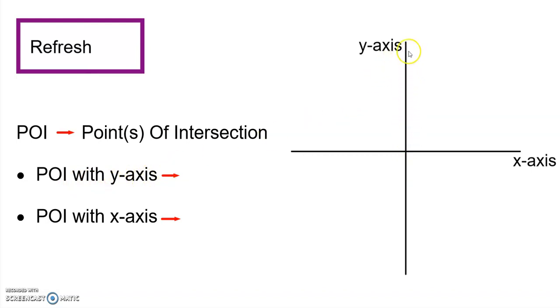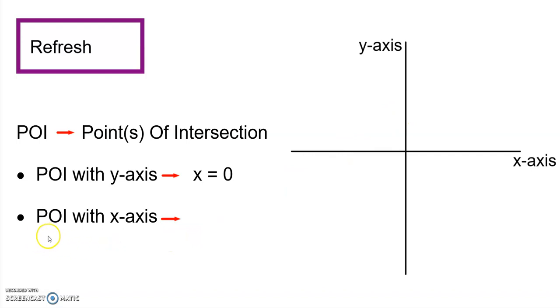And it's really important to know that if you want to calculate a point of intersection with the y-axis, there is something you know. And what you know, if you do have a point on the y-axis, is the x value. And x is always 0 when you are on the y-axis.